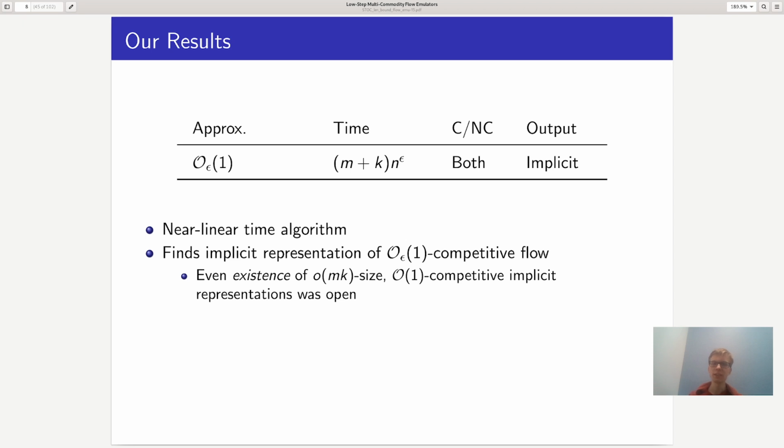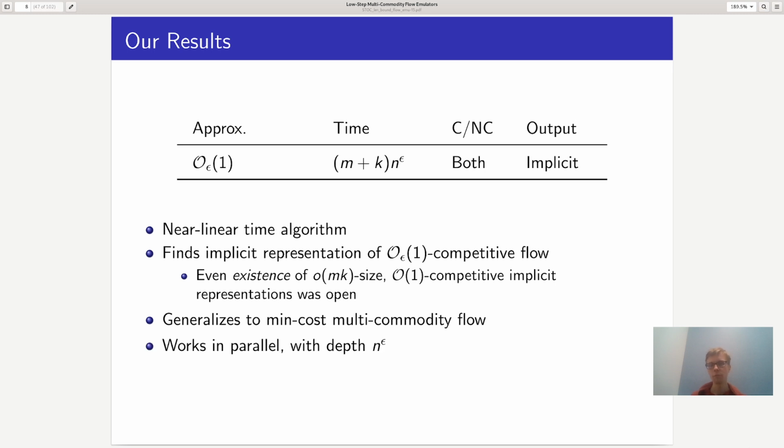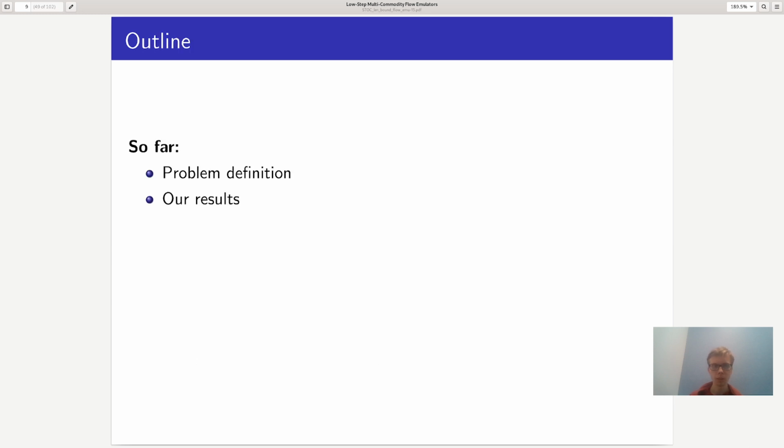Before our work, even the existence of sub-quadratic size constant competitive implicit representations was open. Our algorithm also generalizes to mean cost multi-commodity flow, which in fact we must solve as a subproblem. And our algorithm works in parallel with depth polynomial in 1 over epsilon. The key ingredient, low-step mean cost multi-commodity flow emulators that we use to achieve the result, we believe is also of independent interest.